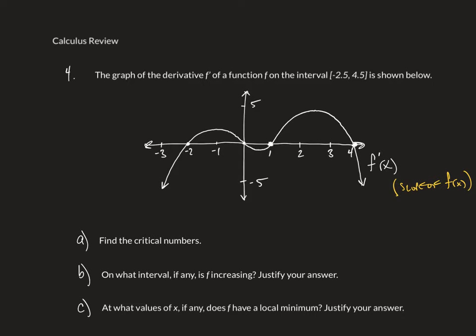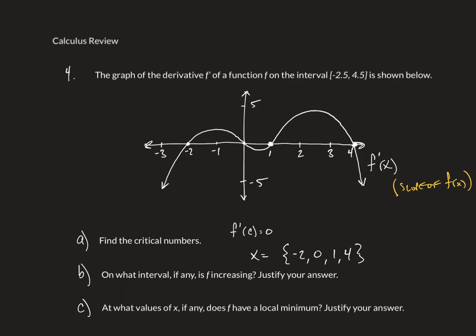So the first letter here, A, is asking us to find the critical numbers. And remember, a critical number is going to be anywhere where f prime of that number is equal to 0 or is undefined. In this case, we're looking at a graph of the f prime of x function, and we can see exactly where f prime of x is equal to 0, and that's at these 4 points. So the critical values are going to be at x equals -2, 0, 1, and 4. Those would be my critical numbers.